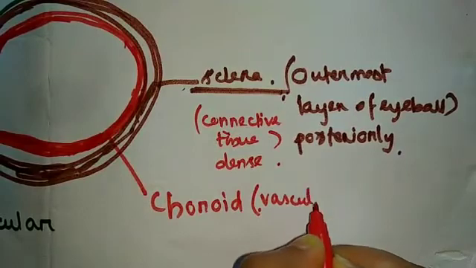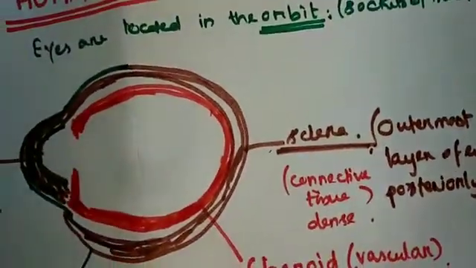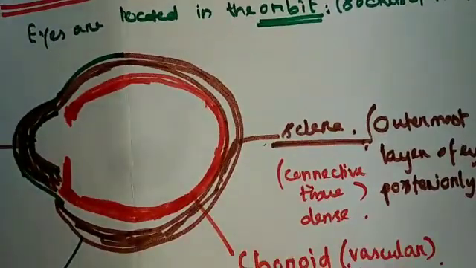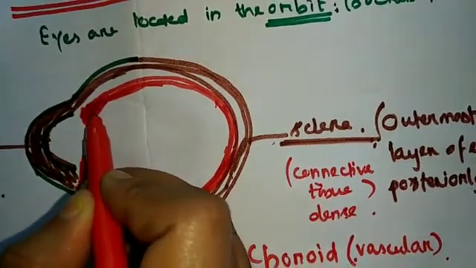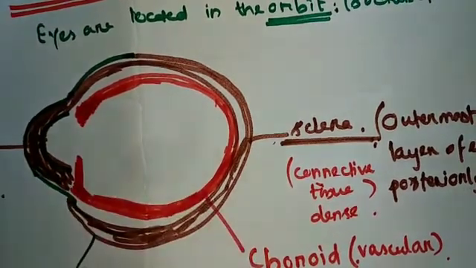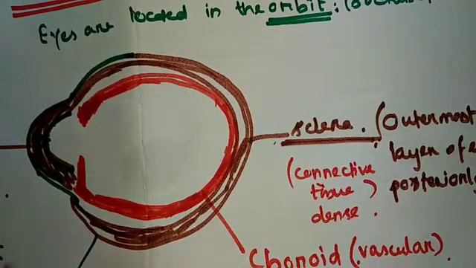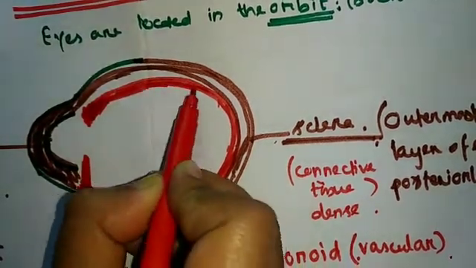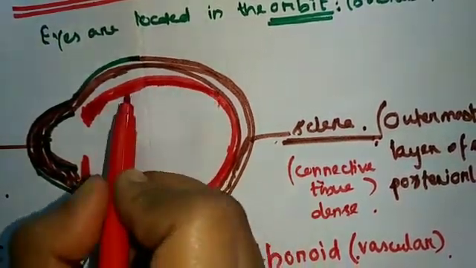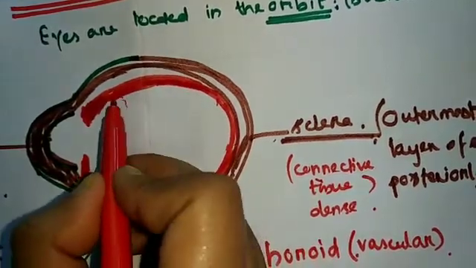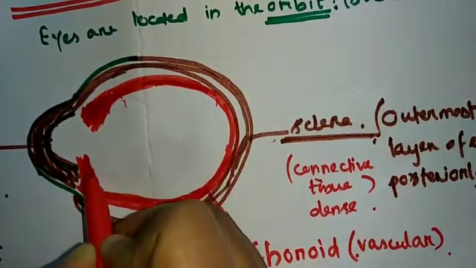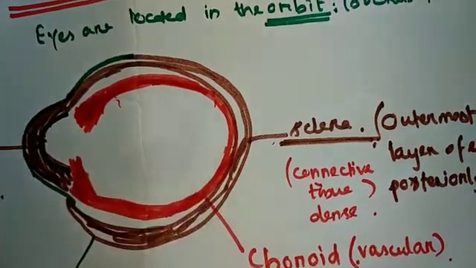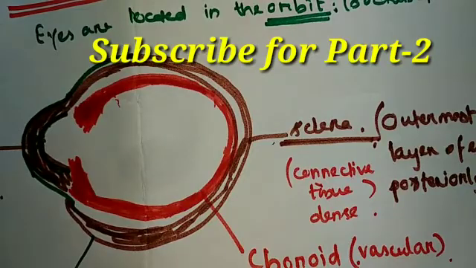You should also draw with red color. The choroid part should be drawn with red color because the color will help you in remembering the things. So the anterior portion of the choroid is thickened. You should know that the choroid layer is thin at the posterior 2/3, but the anterior 1/3 is thickened to form the ciliary body. So we have known another structure which is known as ciliary body.